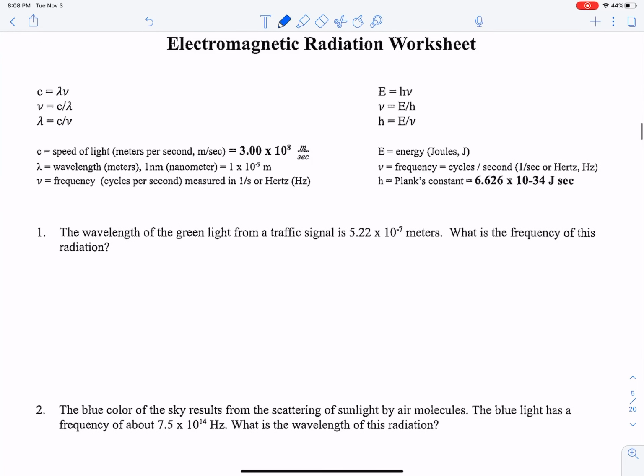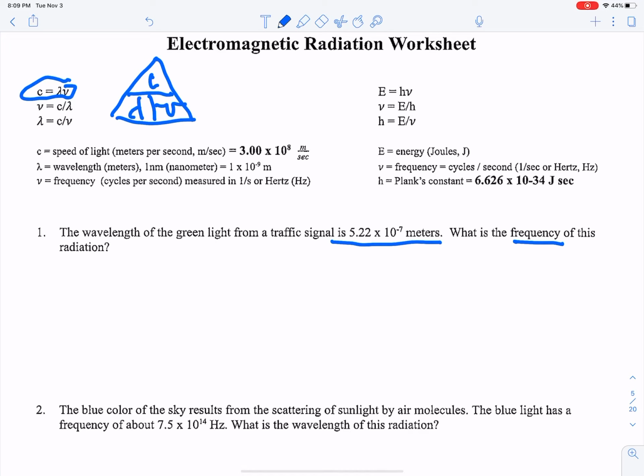It says the wavelength of the green light from a traffic signal is 5.22 times 10 to the negative 7 meters. What is the frequency? So it gives me wavelength, because wavelength is always in meters, and it wants to know the frequency. So I'm going to use this equation here. You could use the triangle. It's always very helpful. So c, and this is lambda, which is wavelength, times nu. I'm trying to find the frequency. So if you cover up frequency, it is equal to c over the wavelength, lambda.